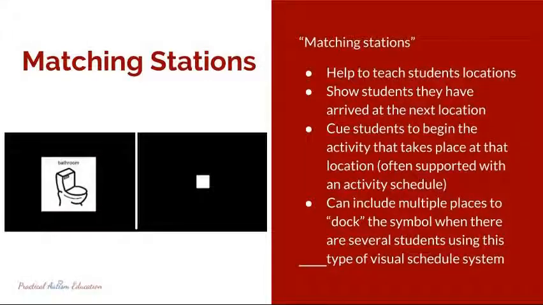Matching stations help to teach students the locations at school by providing a place for students to match that symbol when they arrive. These matching stations can be placed at each location that is represented on the student's visual schedule. Once the students know the locations, it may be possible to fade the use of these matching stations and adjust the visual schedule to best suit the student's needs.